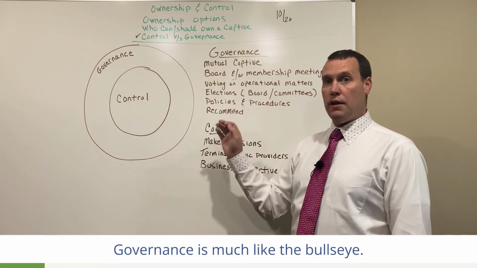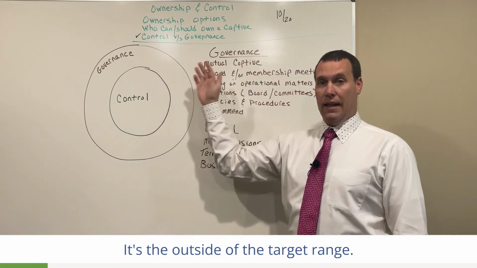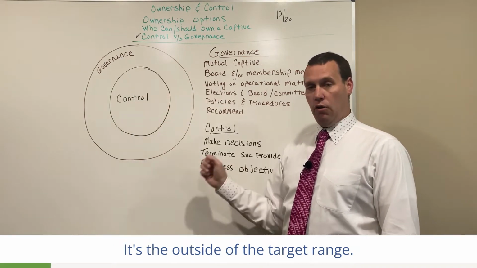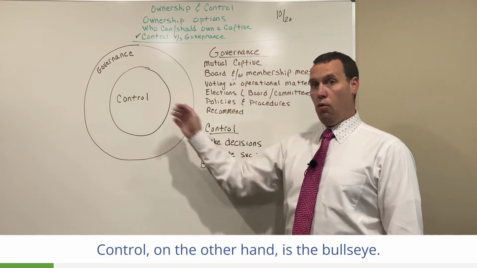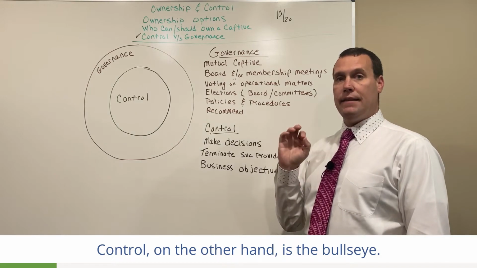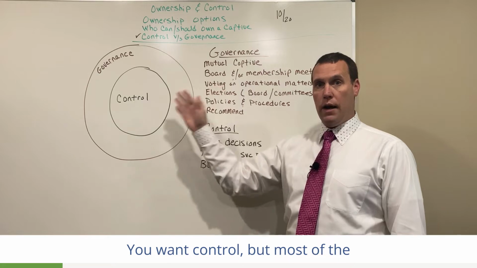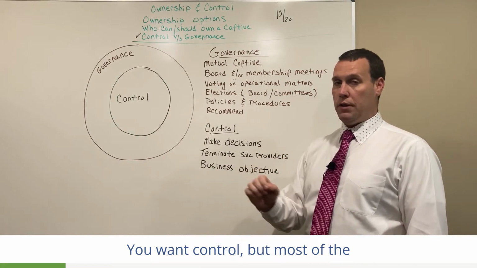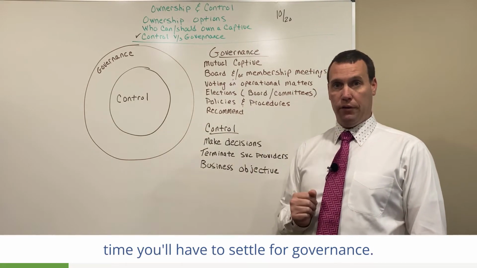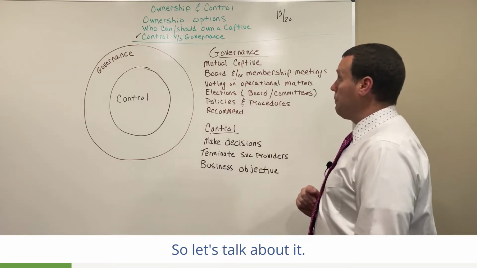Governance is much like the bullseye. It's the outside of the target range. Control, on the other hand, is the bullseye. That's the objective. You want control, but most of the time you'll have to settle for governance. So let's talk about it.